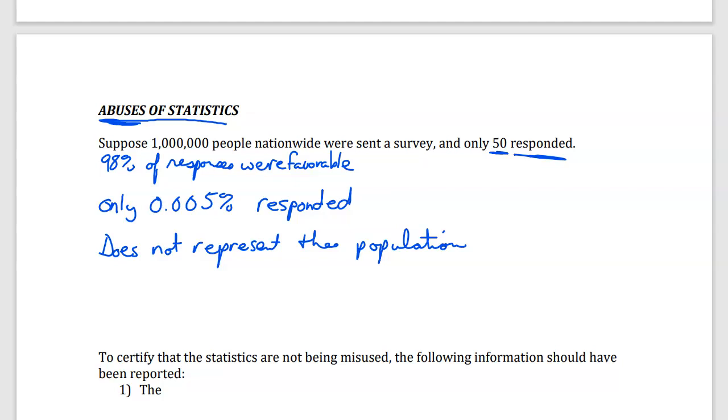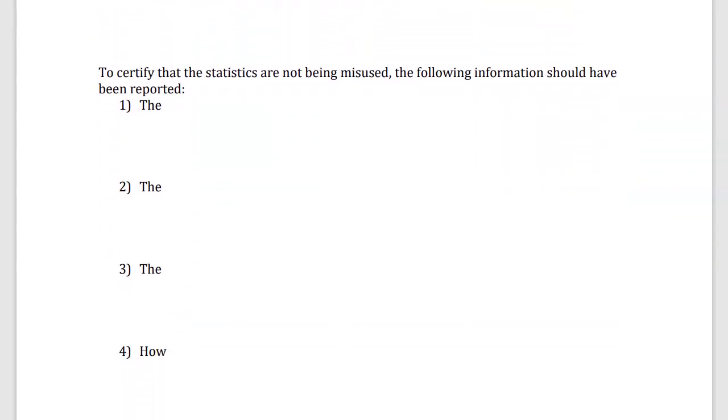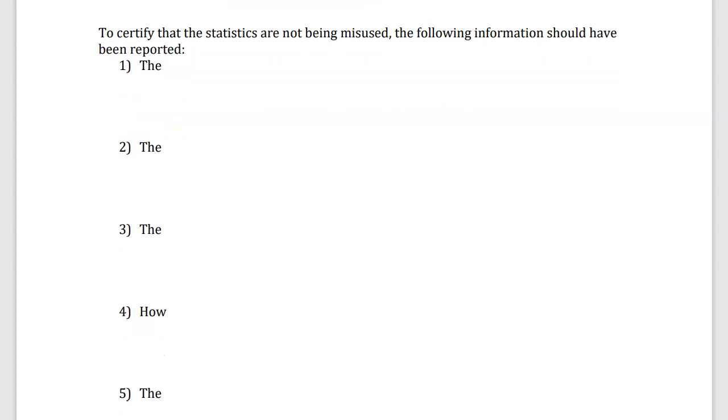So in order to avoid statistics being misused, there are some things that you need to make sure get reported to you or that you can find, so that you know the information is valid, so that you don't just blindly follow the results. The first one is you need to know the questions being asked. And the reason why is because you have to be careful how you ask the questions. Some can be leading questions, and some are fair questions.